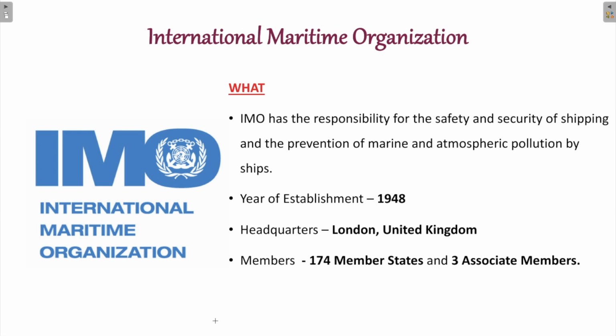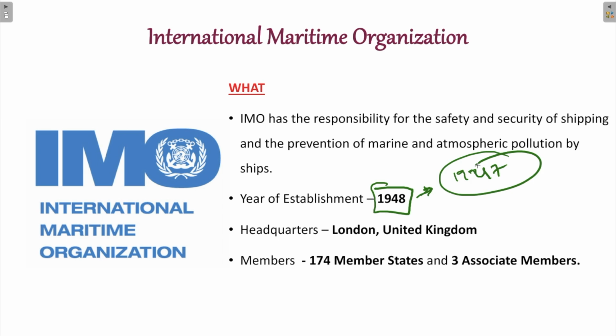Next is the International Maritime Organization, a very important organization, and it has the responsibility for the safety and security of shipping and the prevention of marine and atmospheric pollution by ships. So when we transport from one country to another through the sea route, there is always atmospheric pollution created by these ships. Therefore, this International Maritime Organization is responsible for safety and security, and it was established in the year 1948, just after India became independent in 1947.